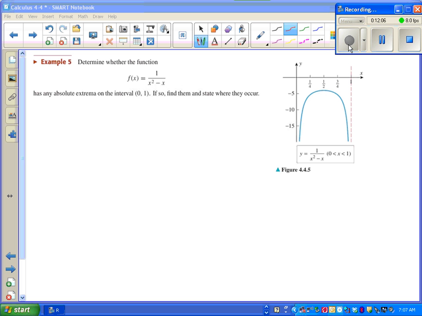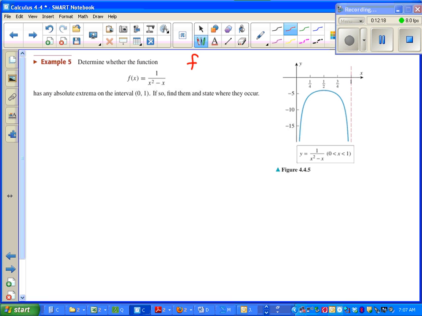Okay, this next example tells us to determine whether the function has any absolute extrema on the interval 0 to 1. Let's figure out what's happening at 0 and 1. Since we're not including 0 and 1, by the way, notice if we tried to include 0, we'd get undefined. If we tried to include 1, we'd get undefined. This is a rational function. That means we have asymptotes at these points. It's possible to get holes also where a function is undefined, but nothing cancels from the top. So using our pre-calculus analysis, we should be okay with the idea that these are asymptotes.